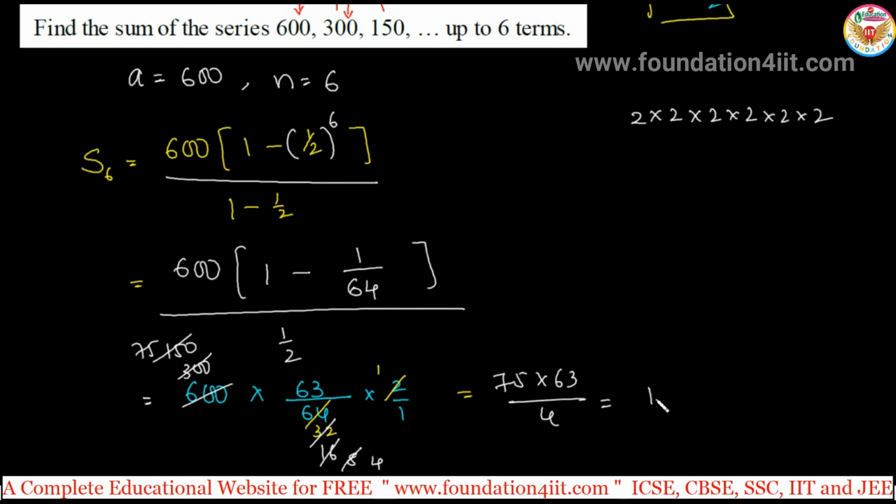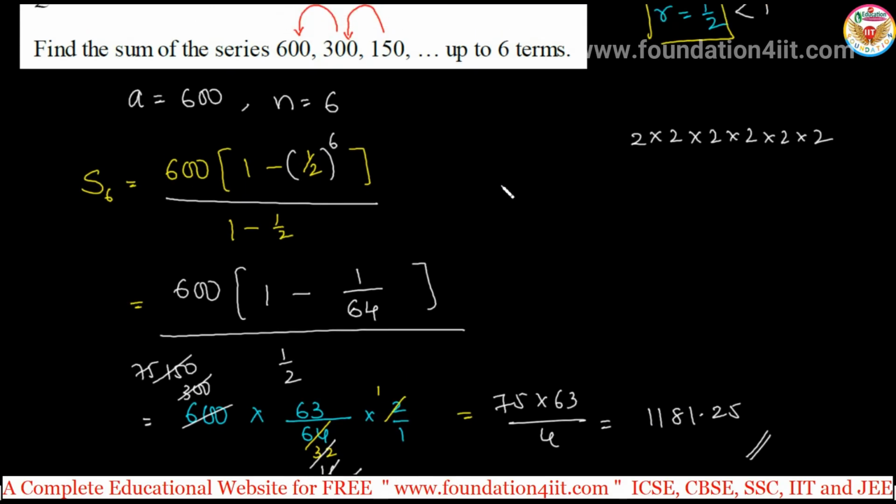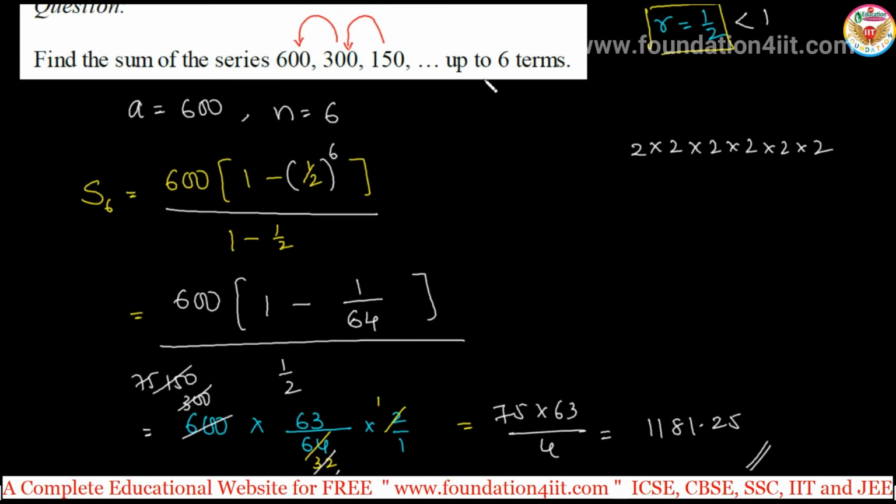Just write the calculation: 1181.25, you get in decimals. So this is the number, the sum of the series up to 6 terms, because the value is reducing. 600 plus 300 is 900, 900 plus 150 is 1050. But even with 6 terms the value will keep decreasing. So finally we get a total of 1181.25.